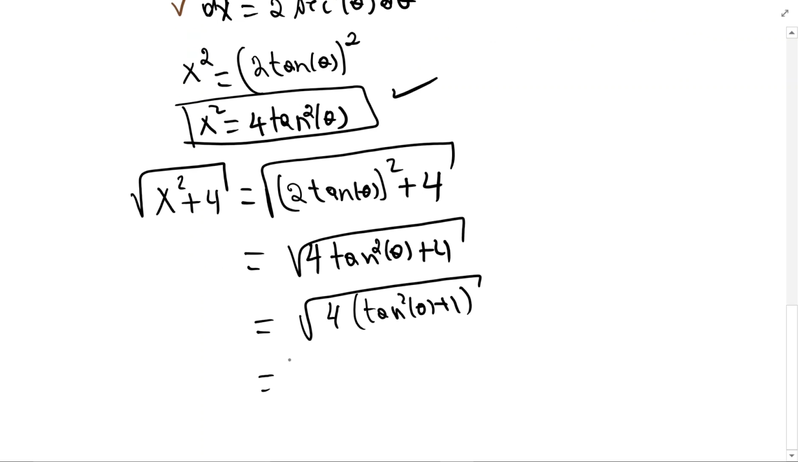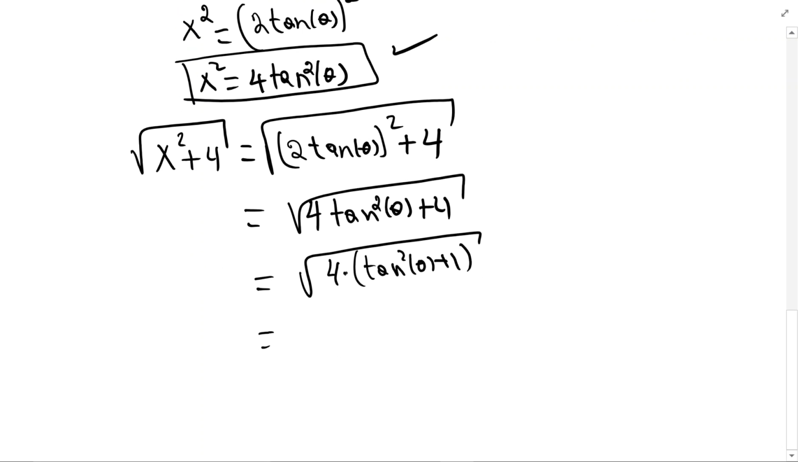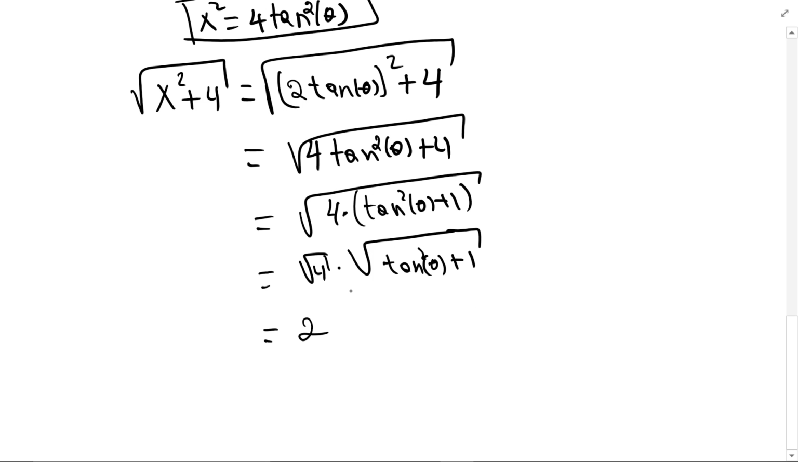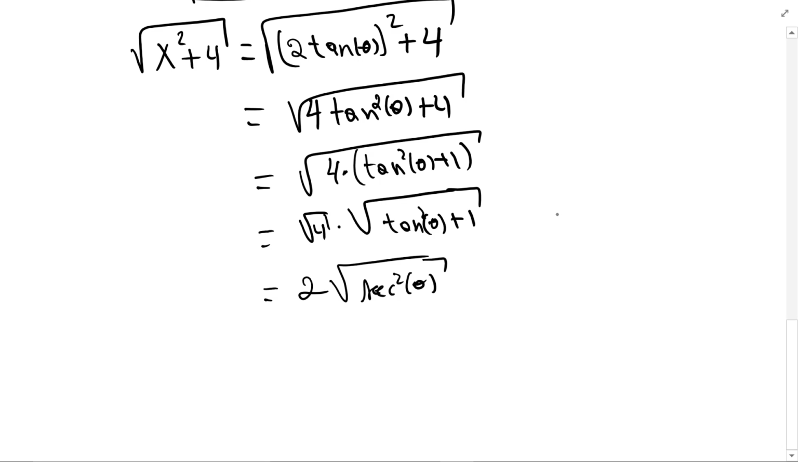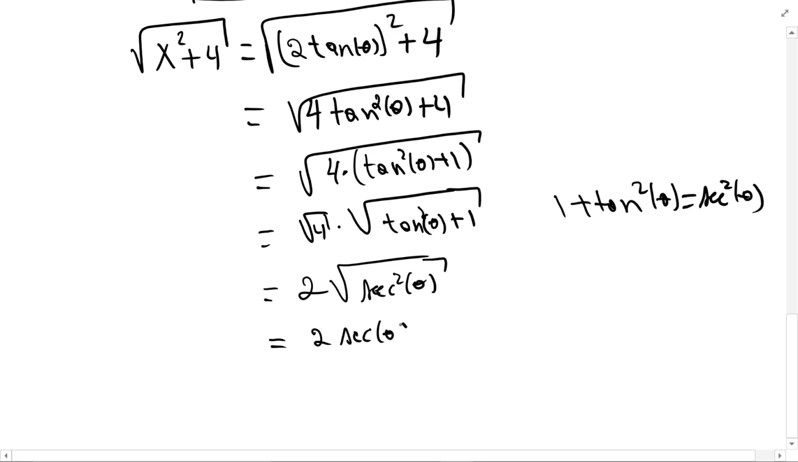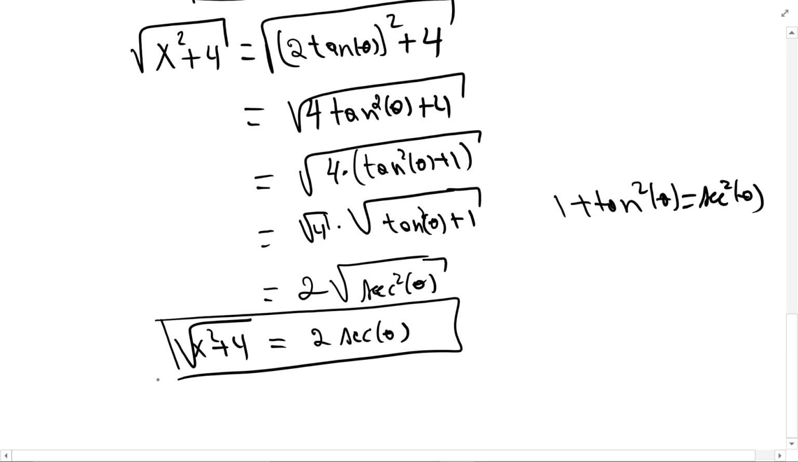And then when we take the square root, because this is a product, you take the square root of 4 times the square root of tangent square plus 1. So you get 2 times... Now, tangent square plus 1 is what we call secant squared theta. So we use the fact that 1 plus tangent square theta equals secant square theta. So then when we take the square root, we get 2 times the secant theta. So here's the expression for the square root of x squared plus 4.